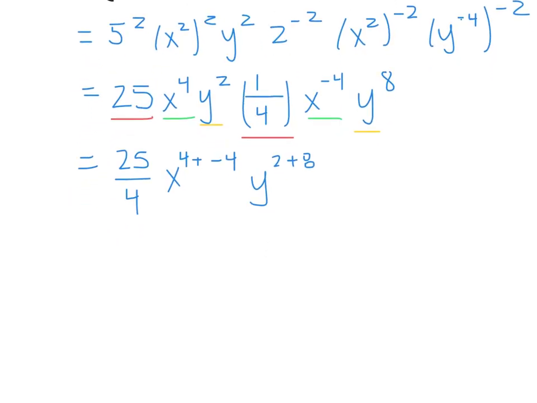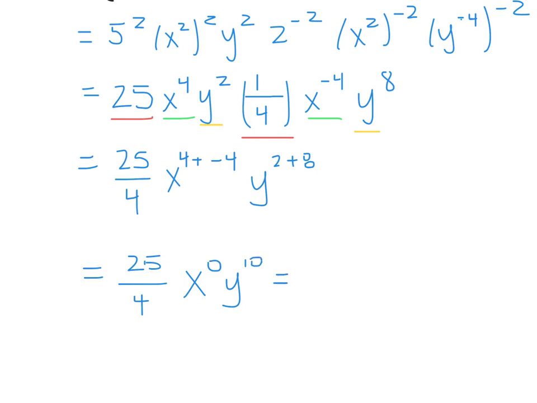Okay, so we've got 25 fourths. We can't do any simplifying there. But then we've got x to the 4 plus a negative 4 is 0. And then y to the 2 plus 8, we add those together, we get 10.